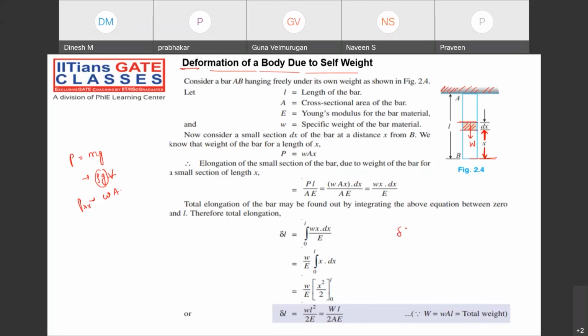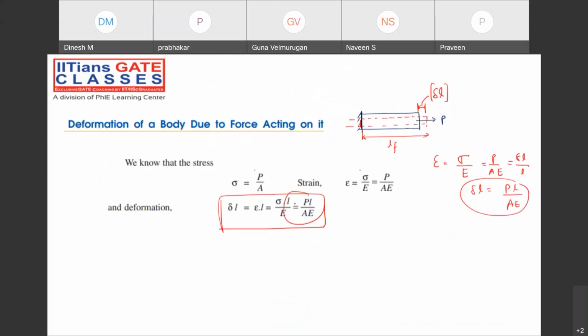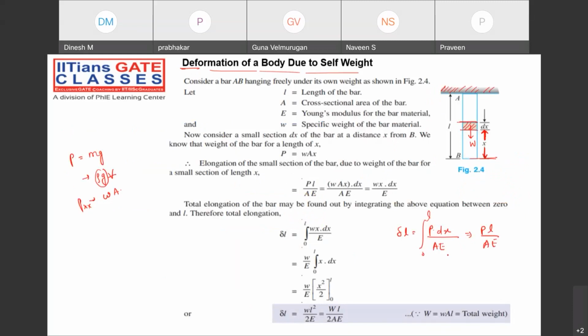Now you know that formula, delta will be P dx divided by A E. When I integrate from 0 to L, I will get PL divided by AE only, as in the previous case. But my dear friend, what is the difference between the previous case and this case? Here, the load is varying with respect to x, so I cannot directly take it outside of the integration. I need to write P as rho into A into x. That's it. So P will be the integration of this. Let me write once again.